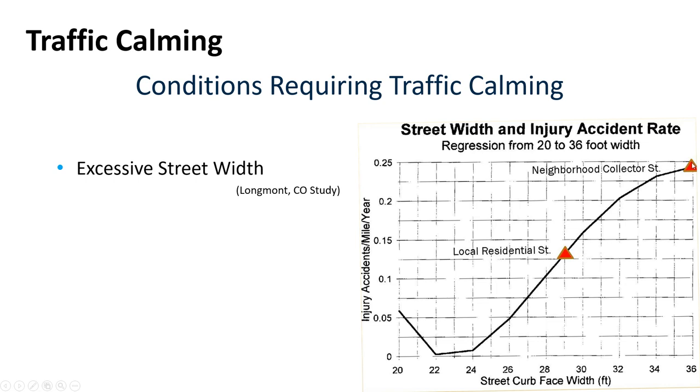And so you can see the difference in narrowing from 36 down to about 29 feet, and that the injury accident rates dropped quite drastically. We've dropped the injury rate by about 40% just by narrowing the road, right? So that's pretty interesting, right?